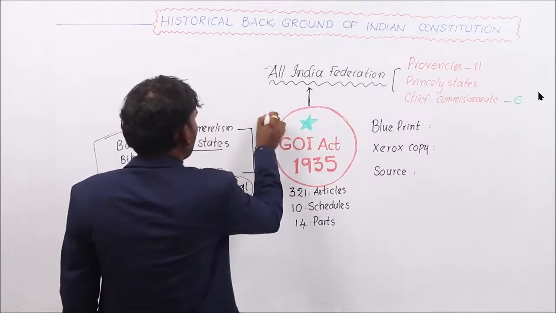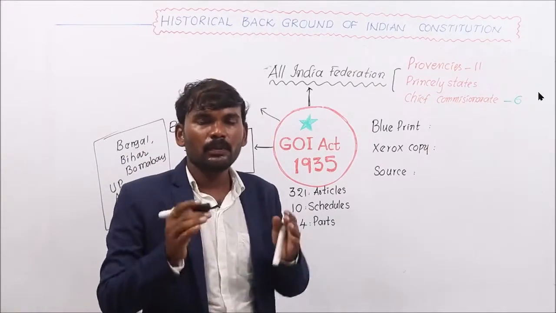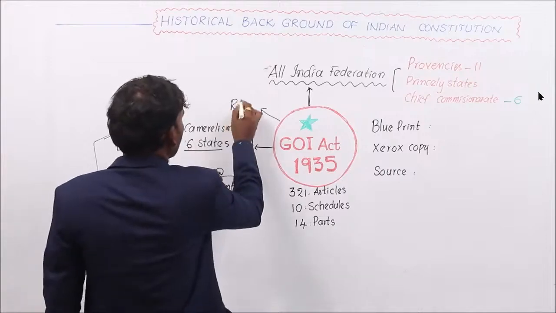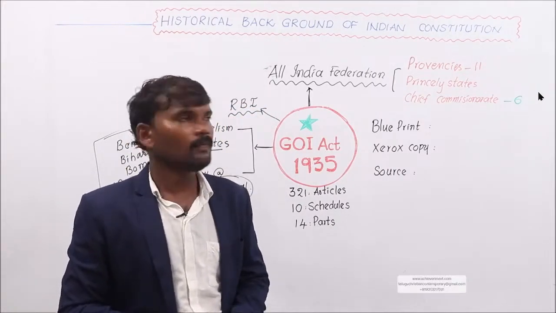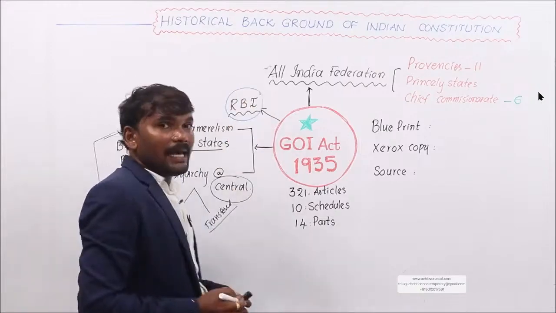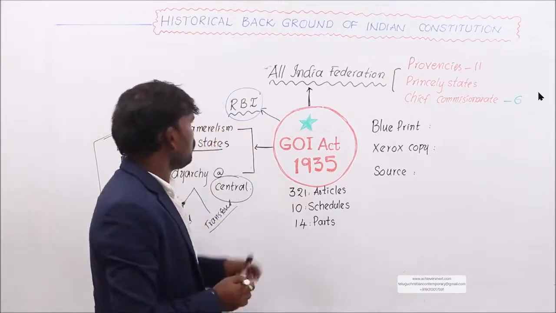Next, coming to the third one, the 1935 Government of India Act provided for the establishment of RBI, the Reserve Bank of India. It provided the establishment of the Reserve Bank of India, which acts as the central bank of India. This is one more feature of this act.